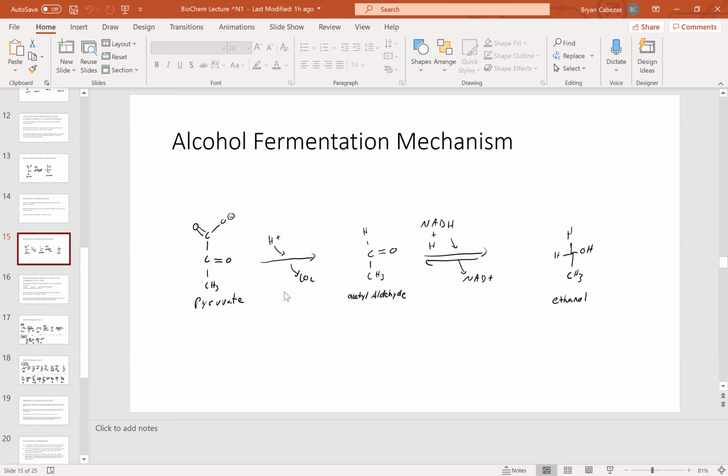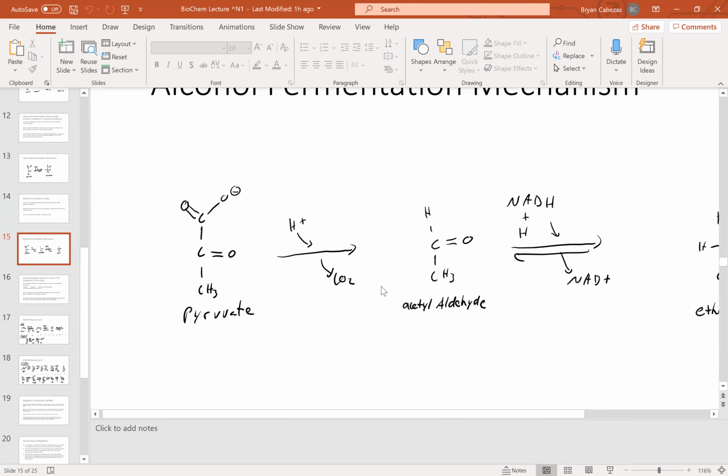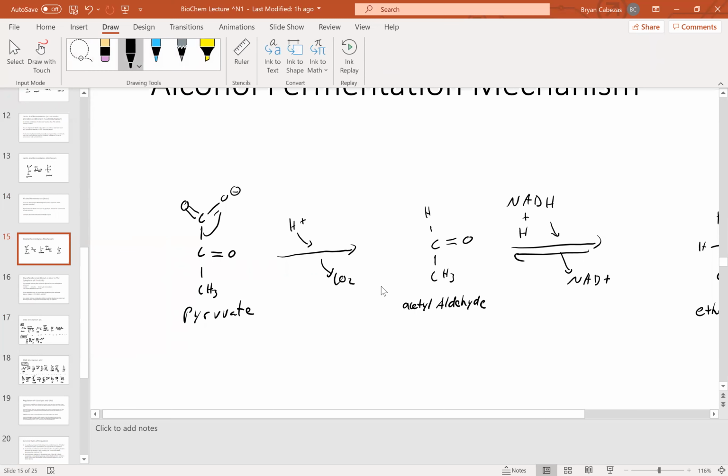Okay, so here's the mechanism of alcohol fermentation. So we have here pyruvate, the product of glycolysis, and we have a hydrogen or a proton come in and is going to replace here. I need to draw this actually. I just remembered. So what's going to happen is the carboxylic acid group right here is going to rotate off.